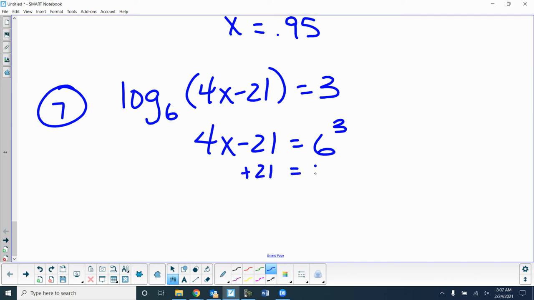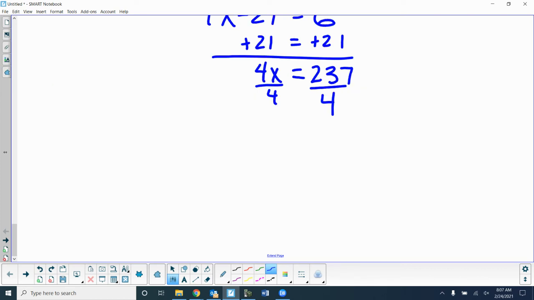All right. Add 21, and you get 4x equals 237. When you do 6 cubed plus 21, divide by 4, you get x is 59.25. So if you put 59.3, that's okay. Any questions on 1 through 7? Simple, right?